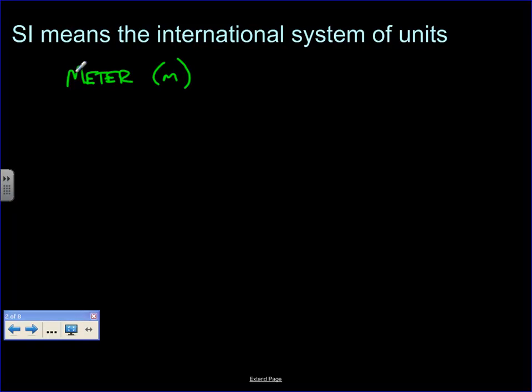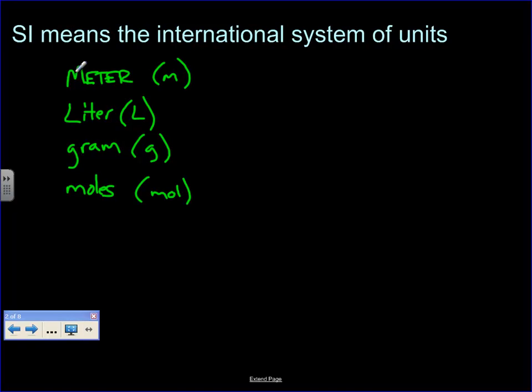So the things that we're going to be using for most of our measurements, we're going to use the meter. We're going to use a lot of the liter in chemistry class. We're going to use grams, okay, instead of pounds. And we're going to use something called moles a lot. We're going to talk a lot more about that later, but that may be the most important of these things in chemistry, but you won't really know what that is. Just know that it's an SI base unit at this point.